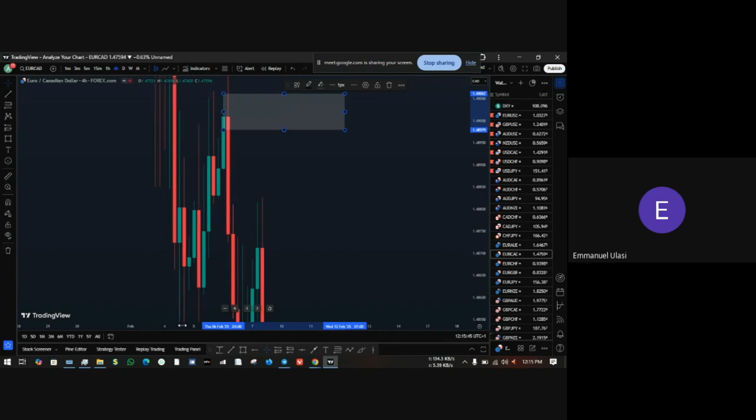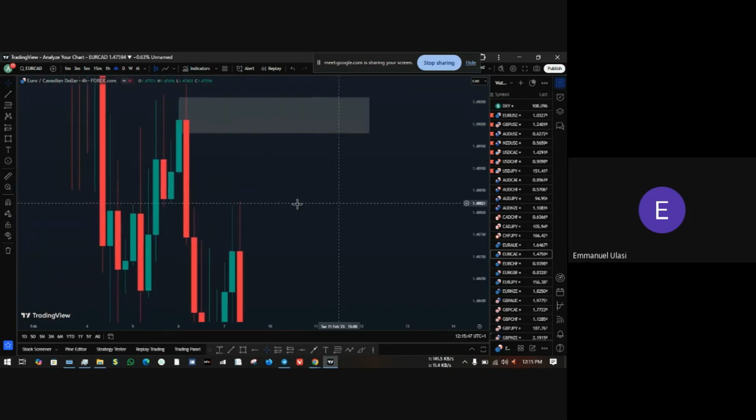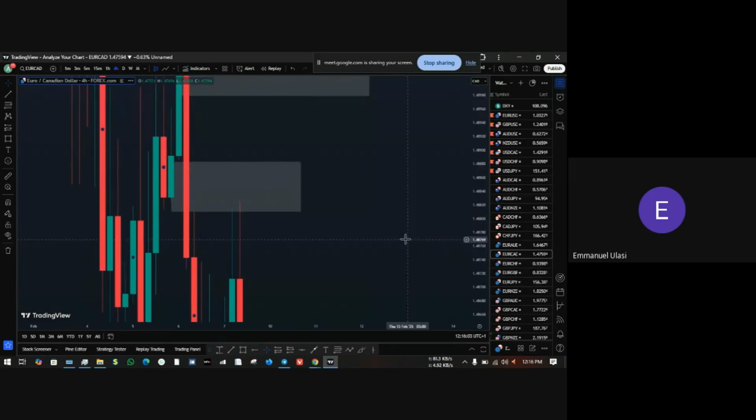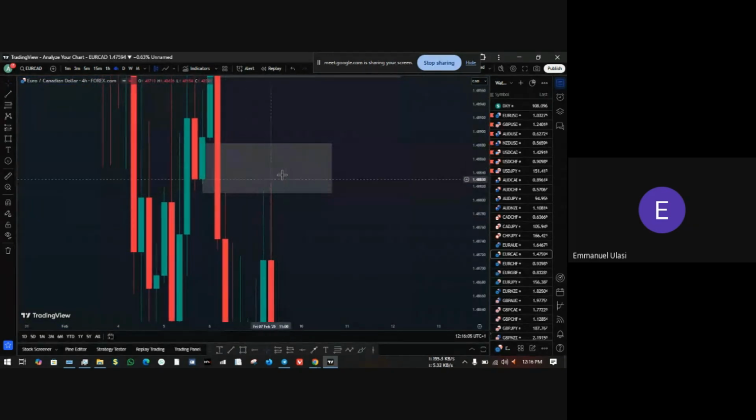Let me zoom in a little bit so you can see that clearly. Between the week of this candle and the week of the third candle, we have a gap. So we have this fair value gap from here to the week of the third candle. As you can see, the market gets to this level and respects that level. It acts as a resistance level to the market.